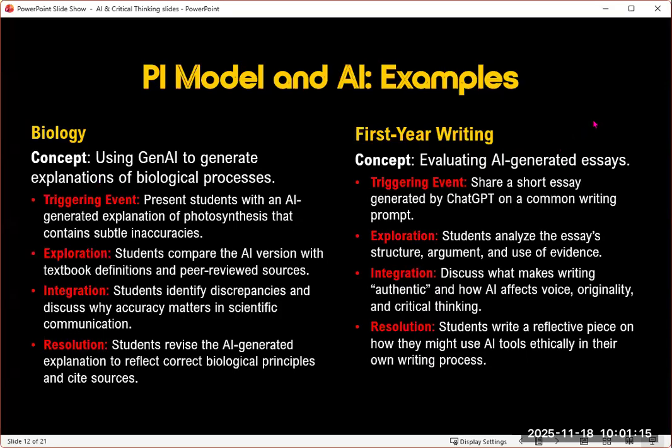So another example, first year writing, again, what we just talked about. Share a short essay generated by AI, students analyze it, have a discussion about what makes writing authentic, how it affects voice or originality. And then here's where reflection could come in. Students write a reflective piece on maybe how they might use AI tools ethically in their own writing process, or maybe reflect on the compare and contrast that they're seeing between an authentic piece of writing by an actual human being versus something generated by AI.